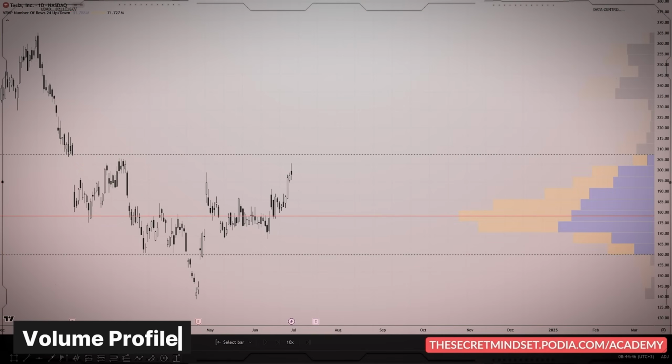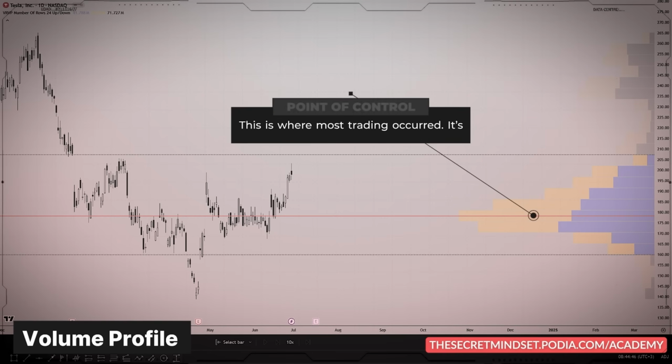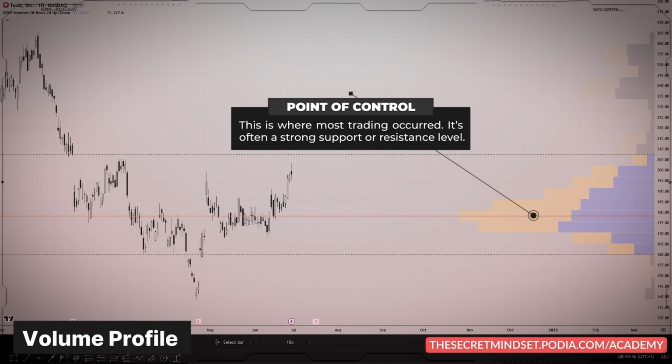The volume profile tool is great for finding these key levels. It shows you where most trading happened. The areas with the most volume are often important support and resistance zones. When you look at a volume profile, focus on three main levels. First, the point of control. This is where most trading occurred. It's often a strong support or resistance level.